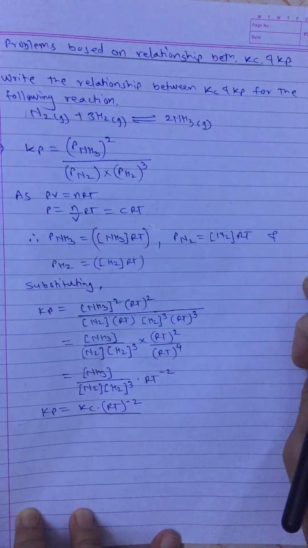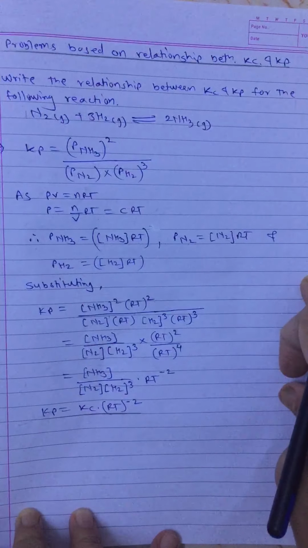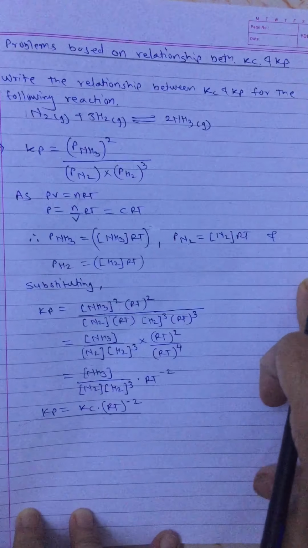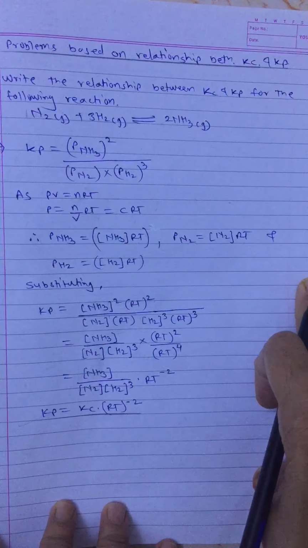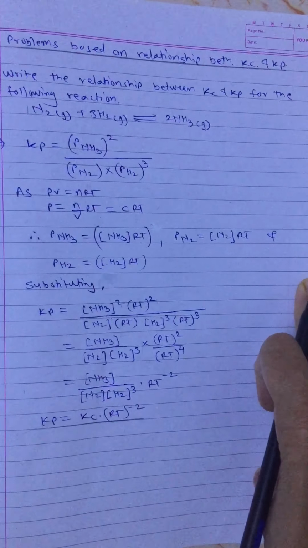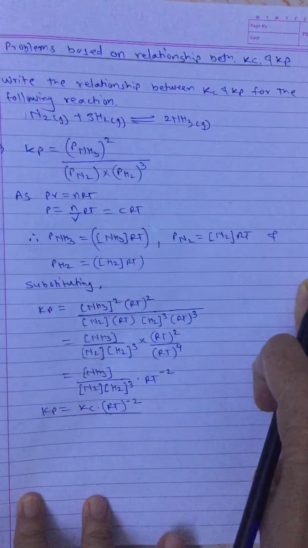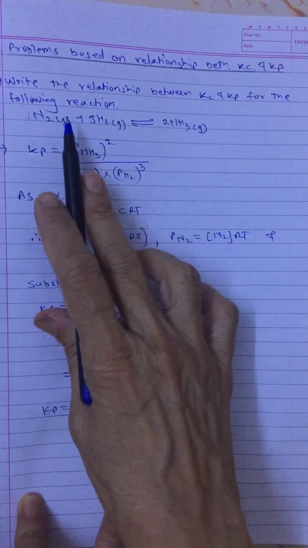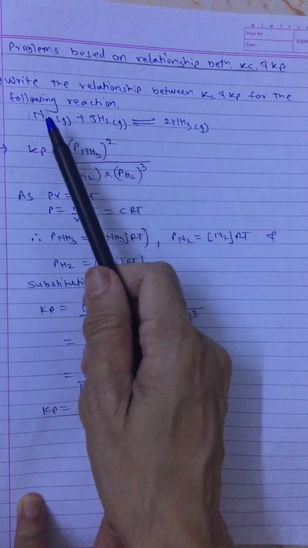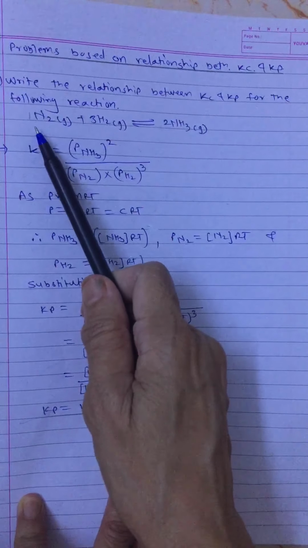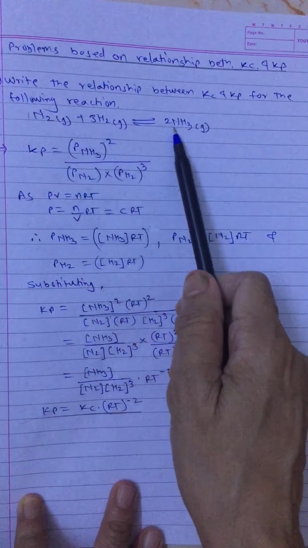In the last video, we have seen the relationship between Kc and Kp, and now we will solve some problems based on the relationship between Kc and Kp. The very first problem is: write the relationship between Kc and Kp for the following reaction. The reaction is the formation of ammonia, N2 plus 3H2 giving 2NH3.